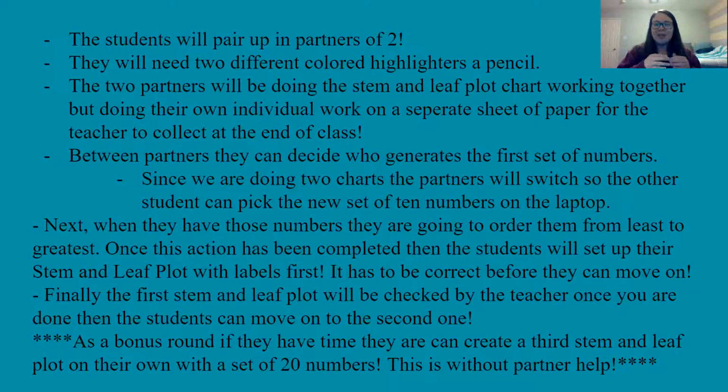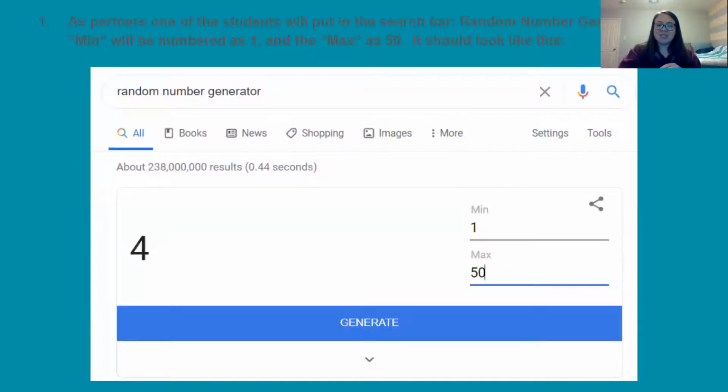Between partners, they will be able to decide who's gonna generate the numbers randomly. So this is on the next slide. I decided to make this more electronic friendly. So I tried to incorporate Google, which allowed me to type in, I would allow for one of the students, they need a laptop, and the partners are gonna share a laptop, and it doesn't matter who does it first. Since we're doing 2 stem and leaf plot charts, one of them is gonna have to generate them randomly by going into Google and typing in random number generator. This picture should look exactly the same as what they would search. And in the min box where it says 1, that's perfect.